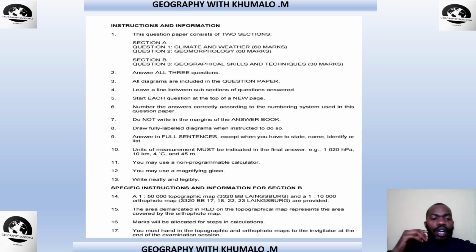Now, grade 12s, when you open your paper, there are always instructions. So there were instructions that were given, such as that you have two sections. Section A with question 1, climate and weather, 60 marks. You wrote question 2, geomorphology, 60 marks. Section B, it was your geographical skills and techniques for 30 marks. The other instruction was to say, answer all the 3 questions. You were supposed to answer all the 3 questions.